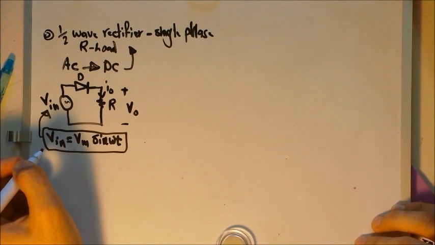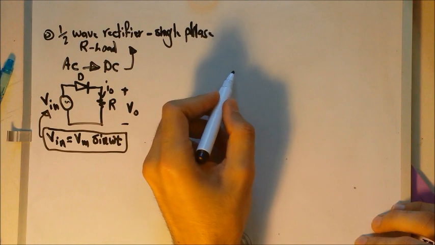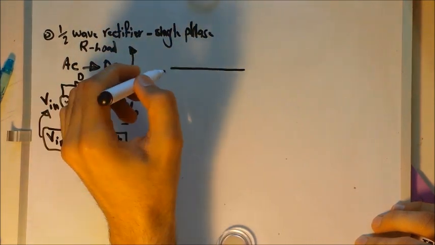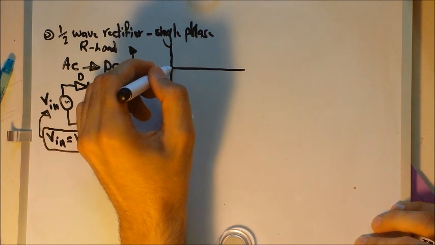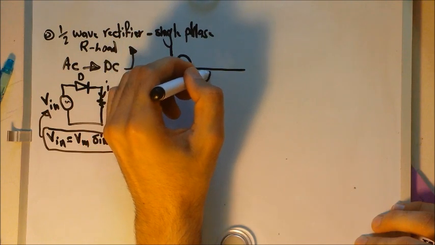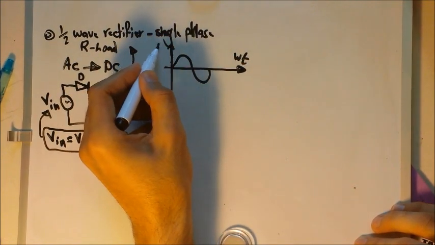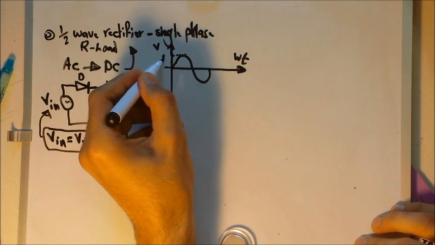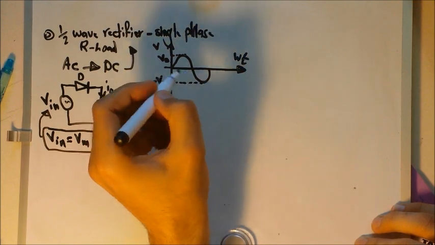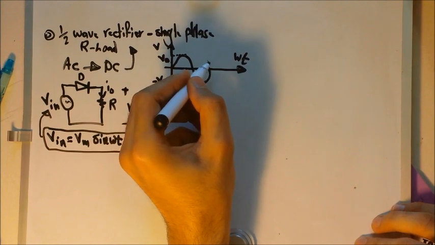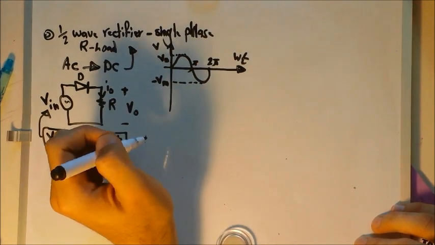Okay, let me just draw the V input. It's a sine wave, it's omega t, this is V, this is V maximum, and this is minus V maximum, and the period is 2 pi, and here is pi.